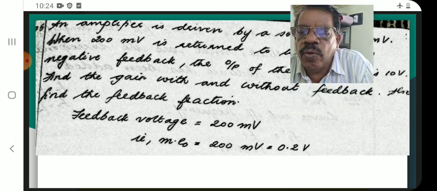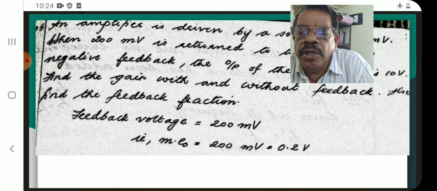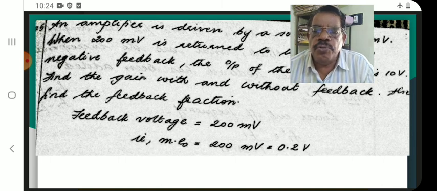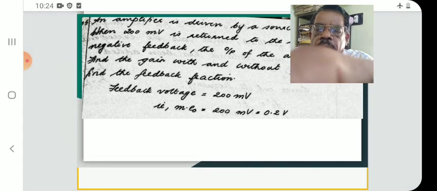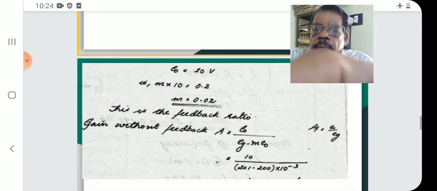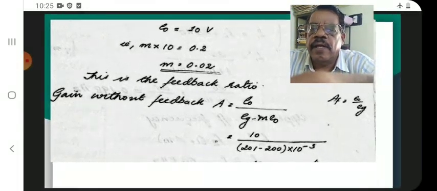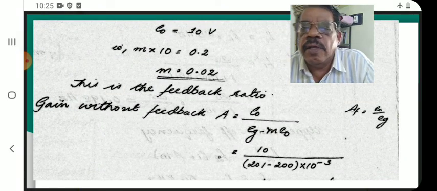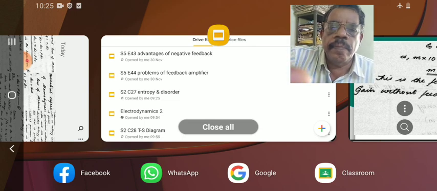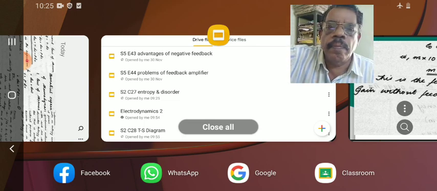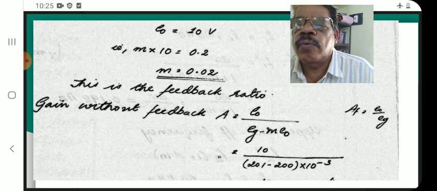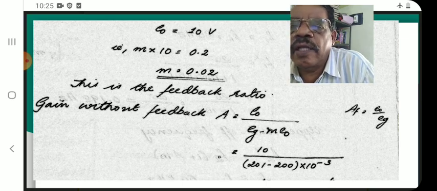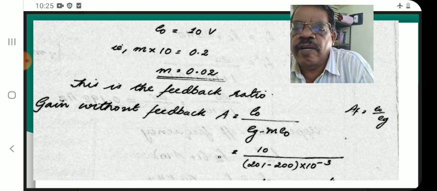Feedback voltage is 200 millivolt, that is 0.2 volt. The feedback voltage is always M into the output voltage EO, that is 0.2 volt. EO is 10 volt. M into 10 is 0.2, that is M is 0.2 by 10, which is 0.02. This is the feedback ratio.